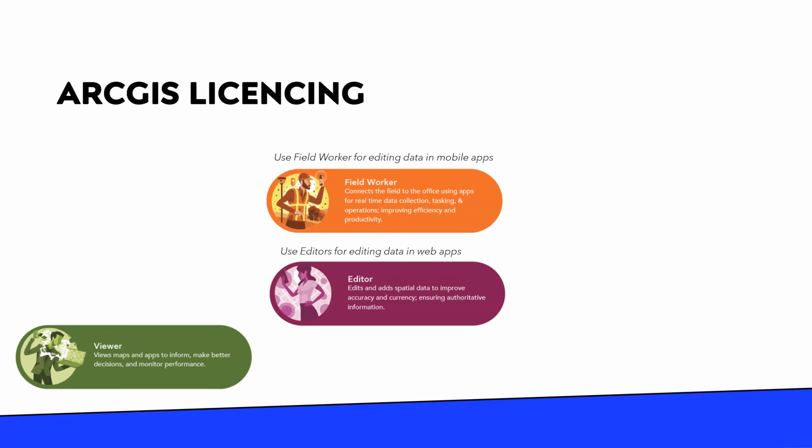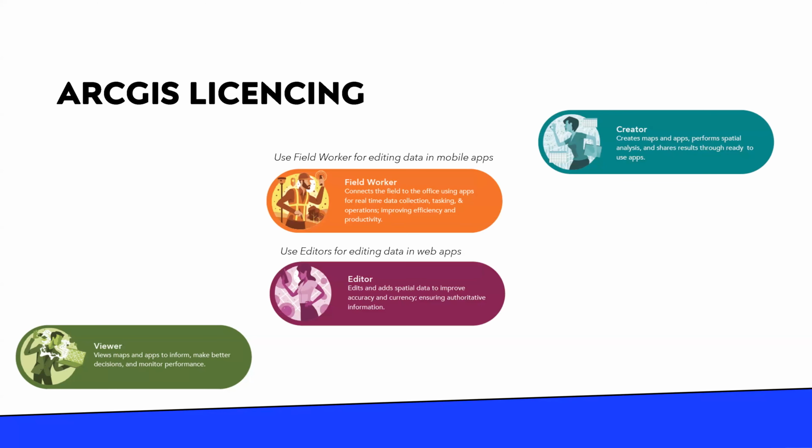And in terms of where it sits within the ArcGIS licensing sphere, we do have our viewers, they're ArcGIS Online only. We have our editors, we have our field workers. Editors are set up to edit information in web applications or web maps in ArcGIS Online. We're using field workers to do the exact same thing editors do, only in the mobile app.